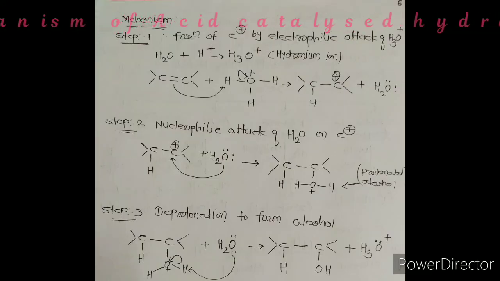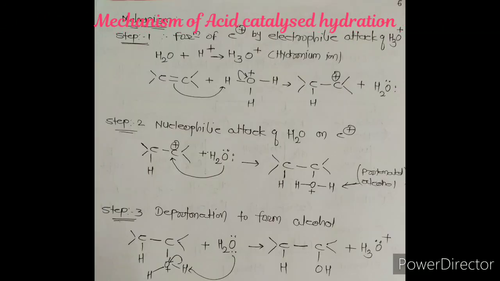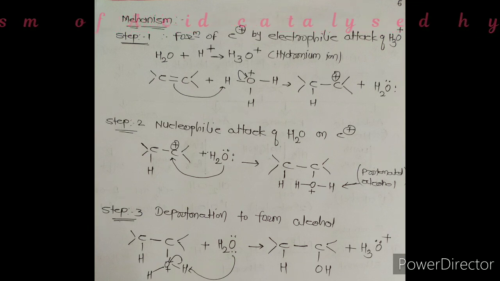Now we will discuss the mechanism of acid catalyzed hydration. This whole mechanism takes place in three steps. In the first step, formation of carbocation takes place. In the second step, formation of protonated alcohol takes place, and the third step is deprotonation. Let's discuss one by one.